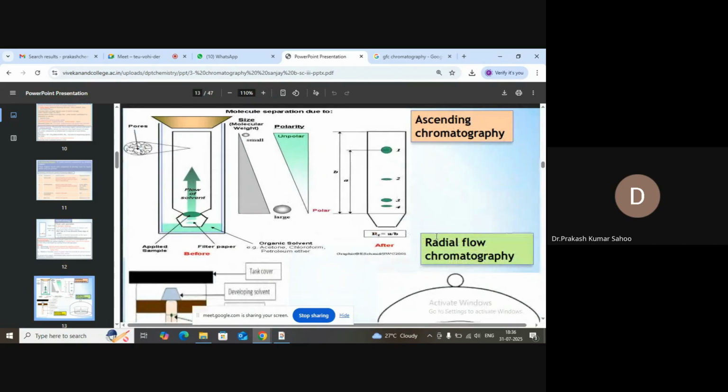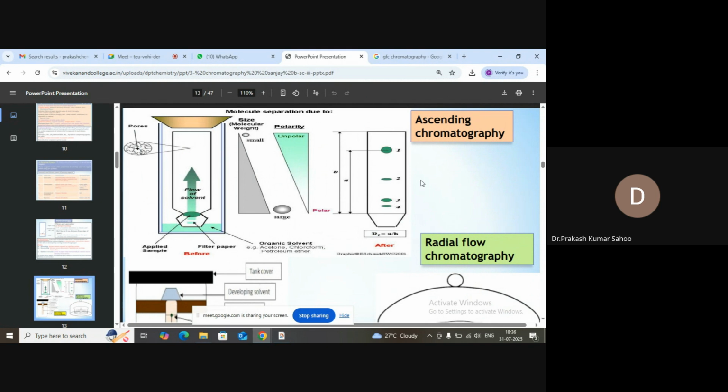You see here, I'm just zooming it. This is the sample. This is the mobile phase. This is known as the stationary phase. The paper is the stationary phase. And now the mobile phase goes up. The sample we have put at the reference line has now moved up, and gradually after a few minutes we see that some spots are there which are visible under UV light or ordinary light after drying.